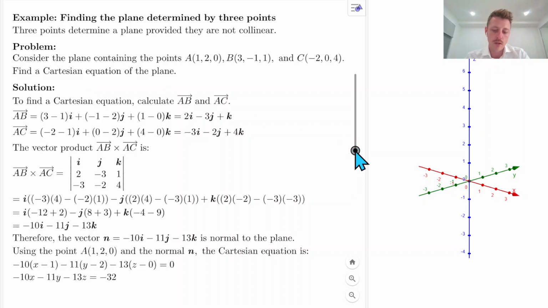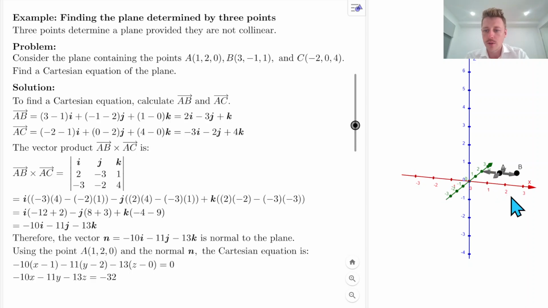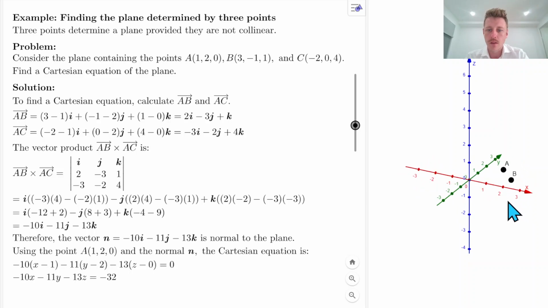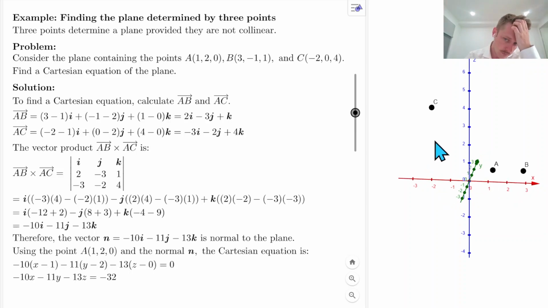Okay, let's get a visual picture of what's going on. This point here is A, at (1, 2, 0). This point here is B, at (3, -1, 1). And this last point here is C, which is (-2, 0, 4).